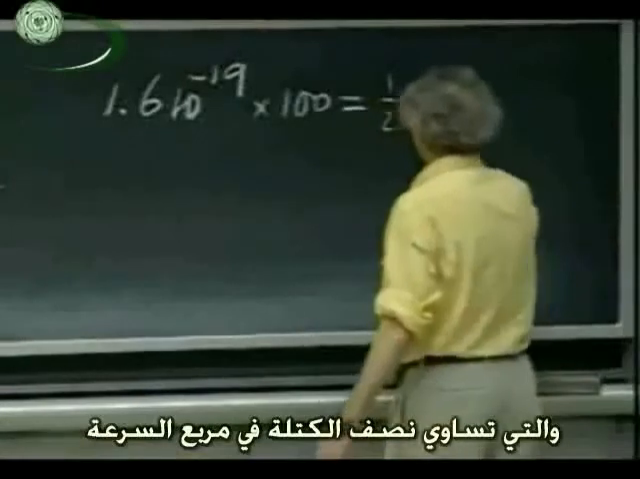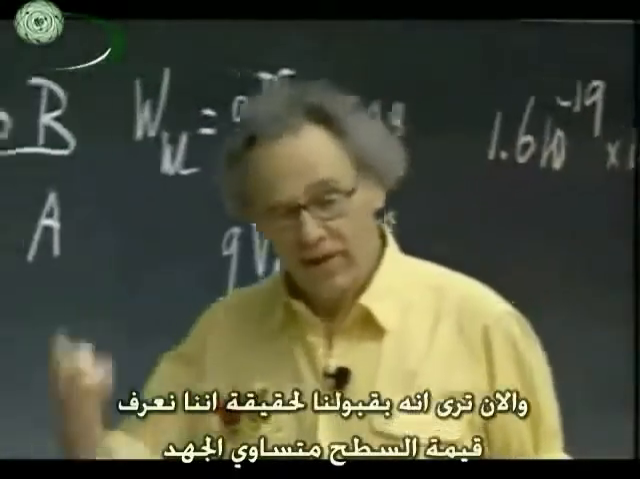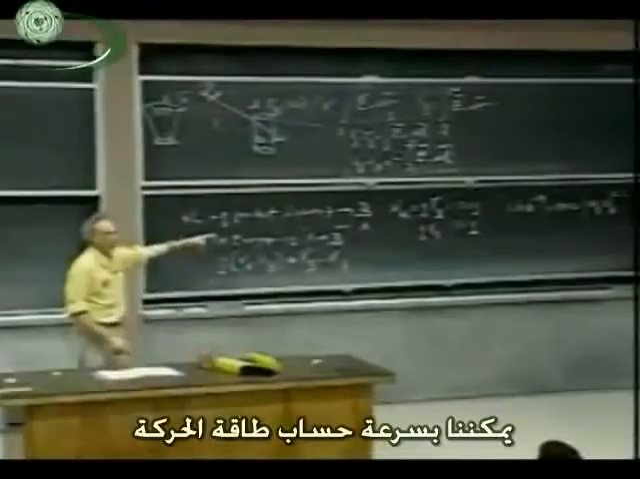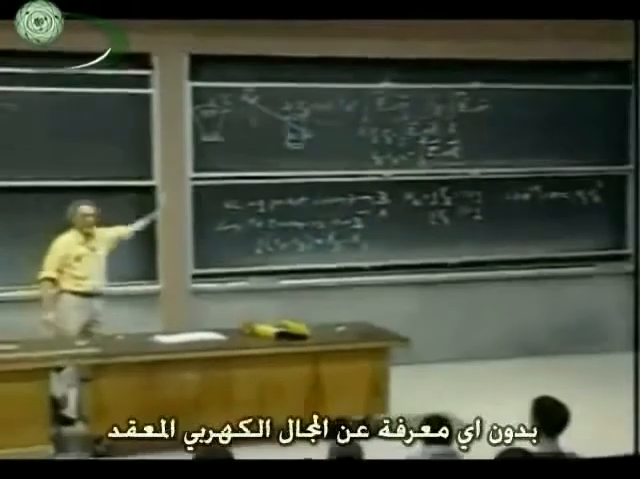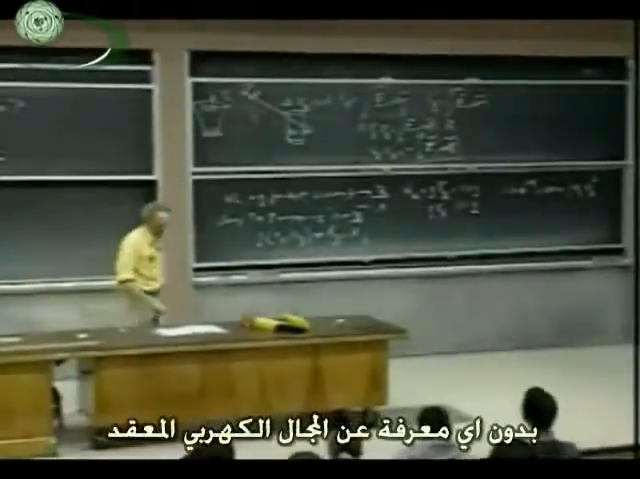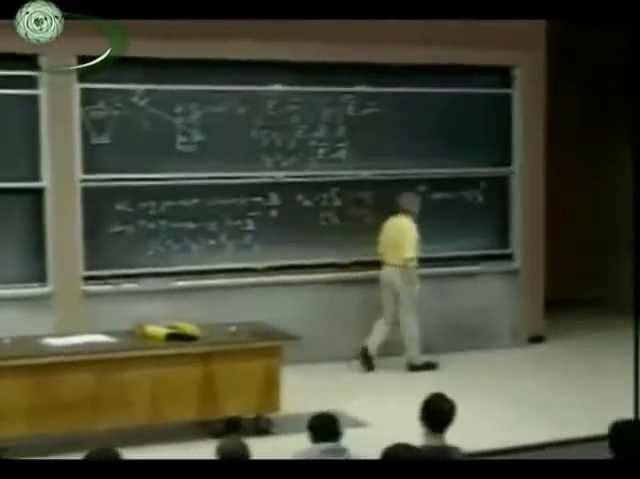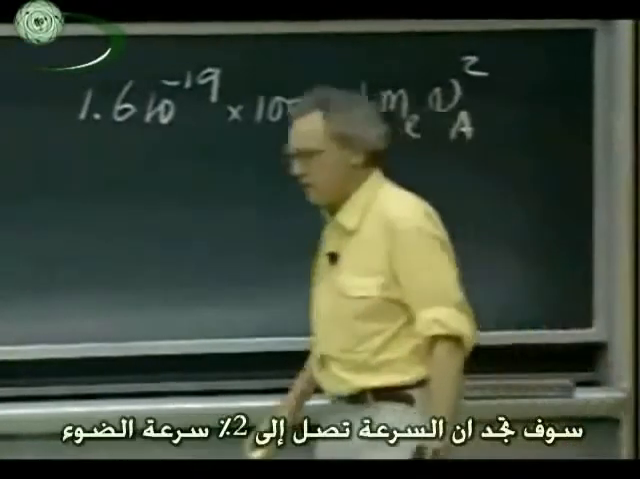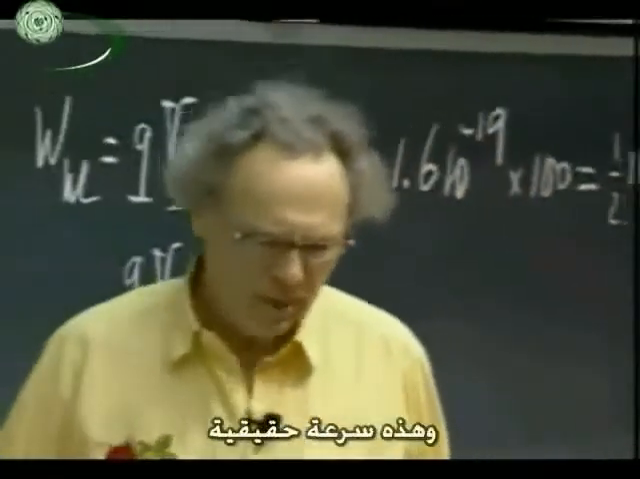...is 1/2 m of the electron times the speed squared. So now you see that, accepting the fact that we know the equipotentials, we can very quickly calculate the kinetic energy and therefore the speed of the electron as they arrive at A without any knowledge of the complicated electric field. If you put in the numbers for the mass of the electron, which is 9 times 10 to the minus 31 kilograms, then you find that this speed is about 2% of the speed of light, substantial speed.